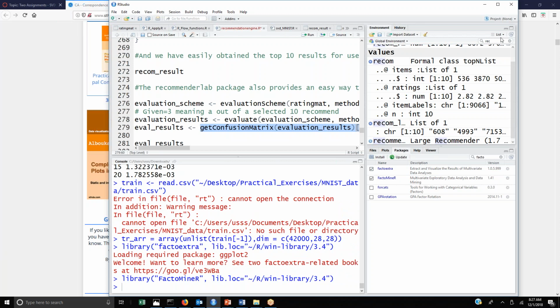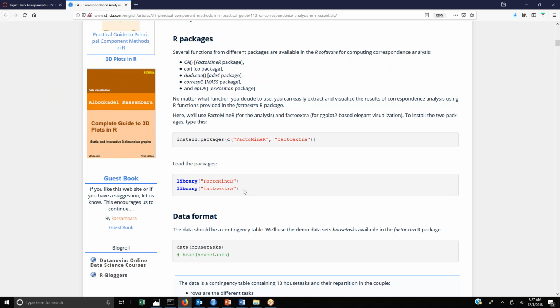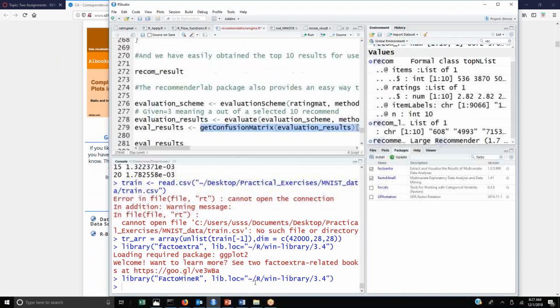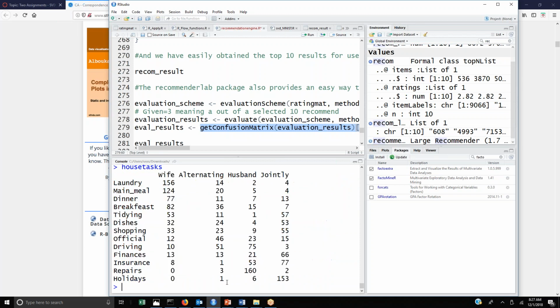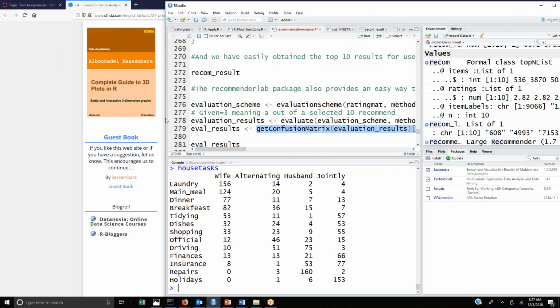Okay, so I called it in. Now FactoMineR, I called in the library also. Those packages have this housetasks data. I can just call it because I already loaded it. If I call housetasks, you can see the data. This is what we were talking about. Do you recall now?